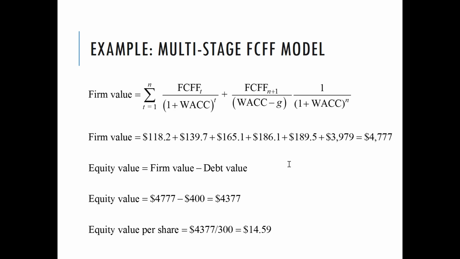So you take all those present values that we calculated 2 slides back. We then add the value of the perpetuity. That gives us the firm value. We can then get to the equity value by subtracting the debt value of 400, and we then divide this equity value by the number of shares outstanding to get an equity value per share.